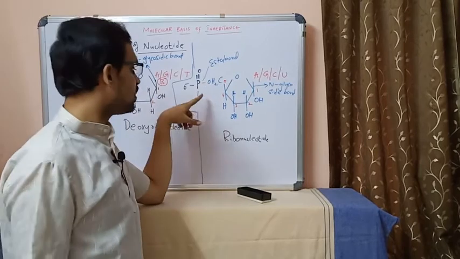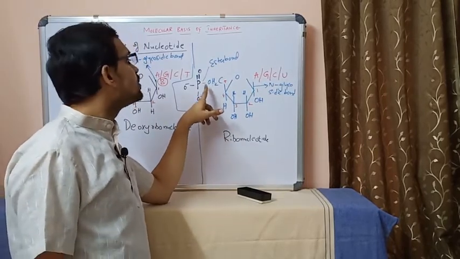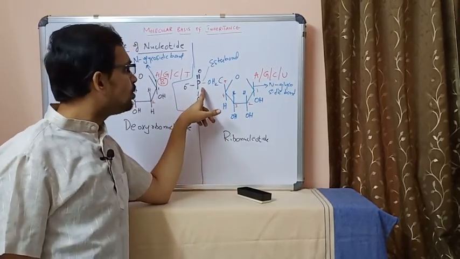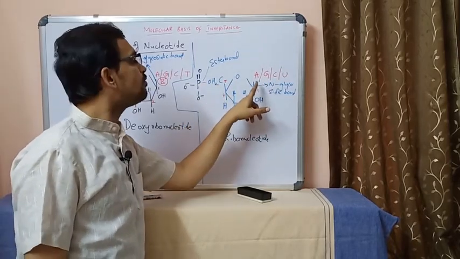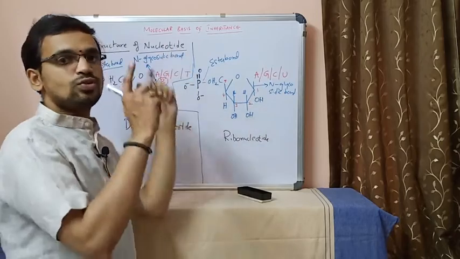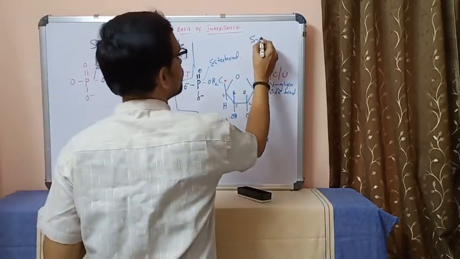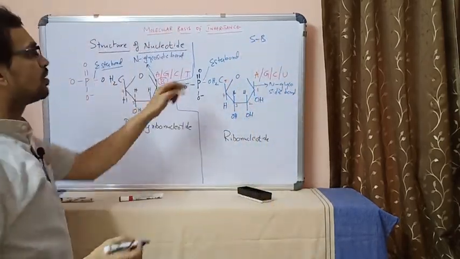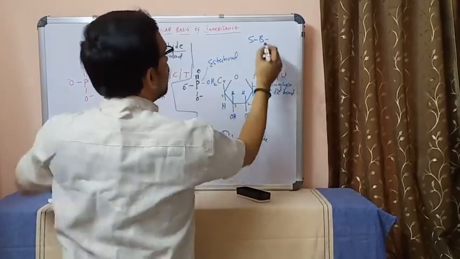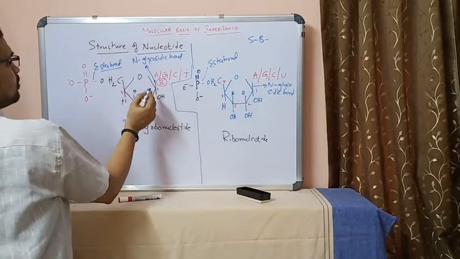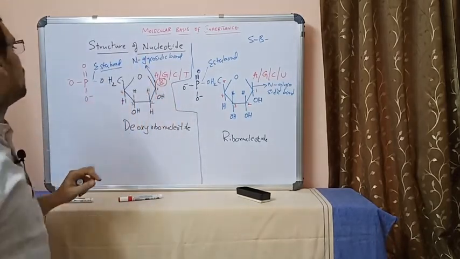Same in the case of ribonucleotide also. So phosphate is always linked to the 5th carbon of the sugar. Here, the base is always linked to the 1st carbon of the sugar. So sugar, base. Sugar and base are linked by an N-glycosidic bond. Here also the same, sugar and base are linked with an N-glycosidic bond.